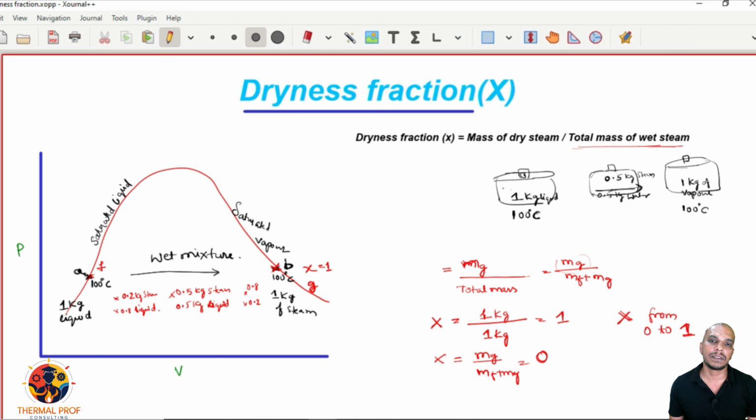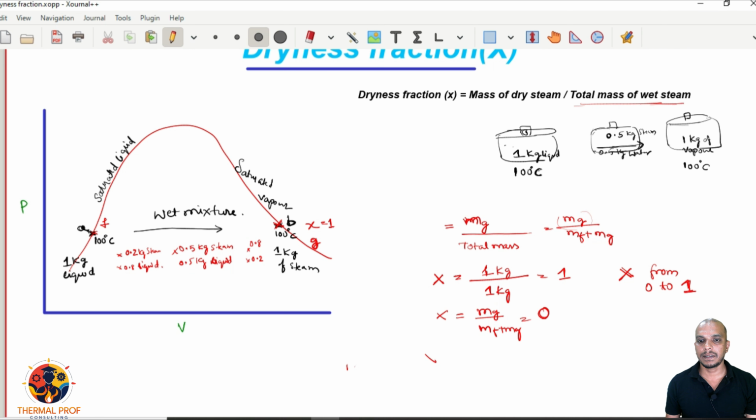Dryness fraction simply tells you how dry the steam is. If the value of x is equal to 1, the steam is completely dry. It is dry saturated steam. If the value of x is equal to 0, it is still saturated liquid. If x is equal to 0.8, it means 80% dry: in the total mixture, the mass of vapor is 80%. If x is equal to 0.2, it means only 20% dry, which means 20% of the total mass is vapor. Okay. Thank you.